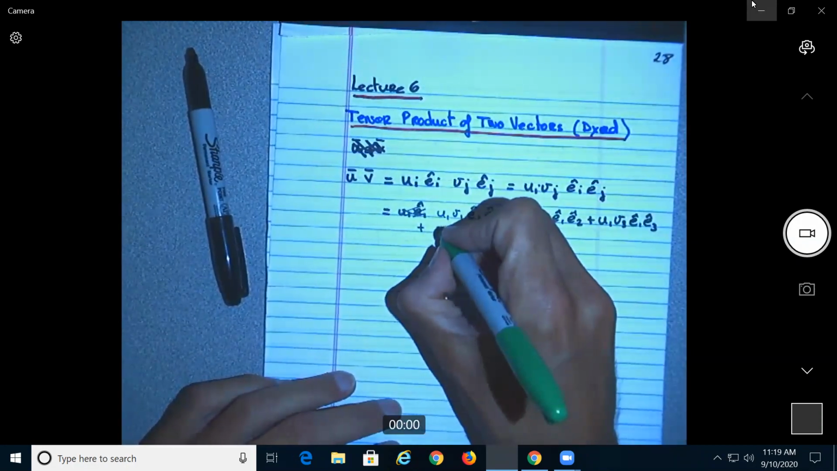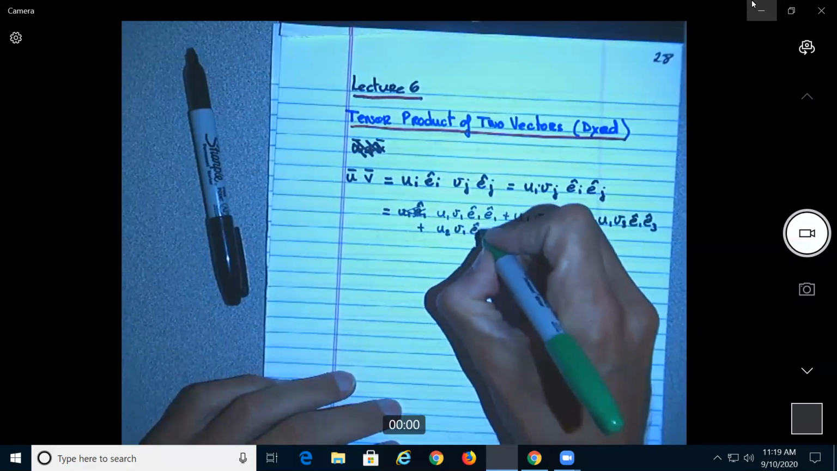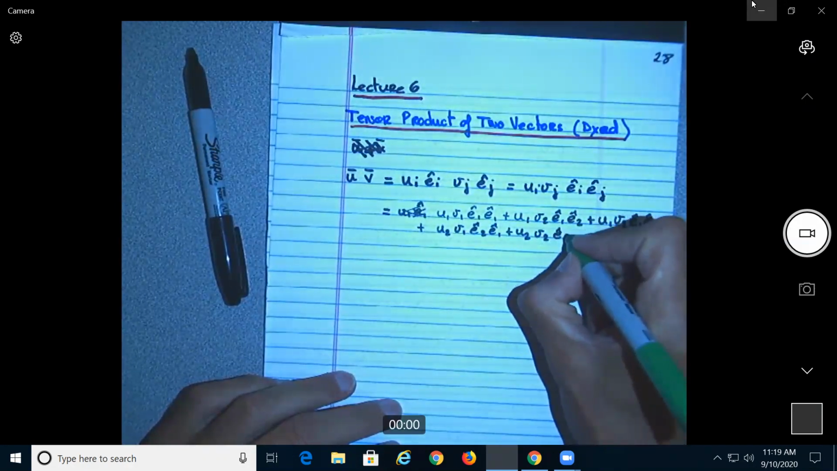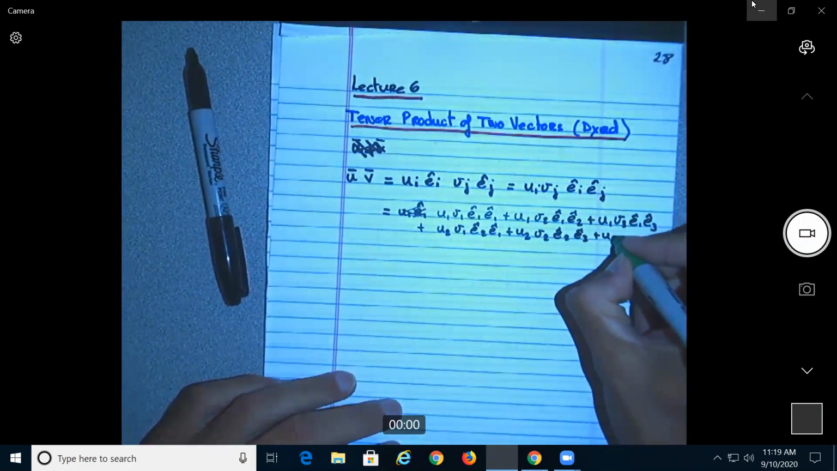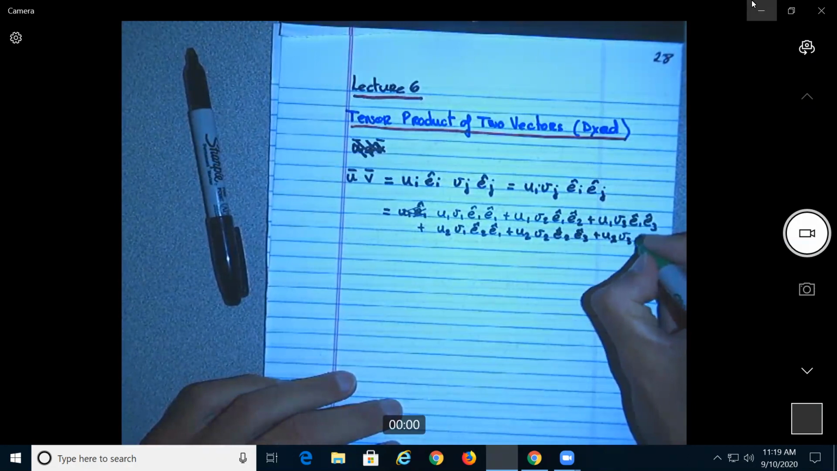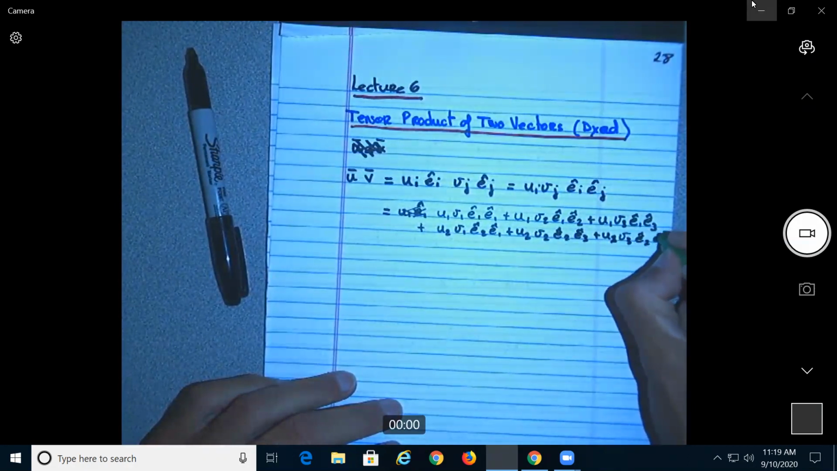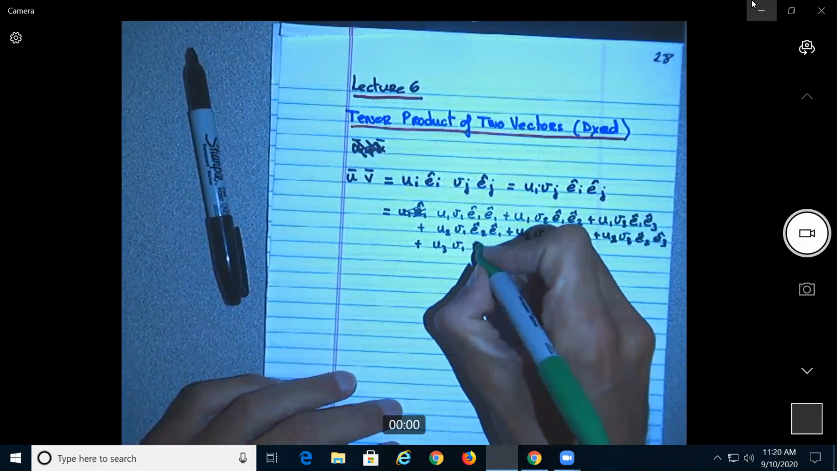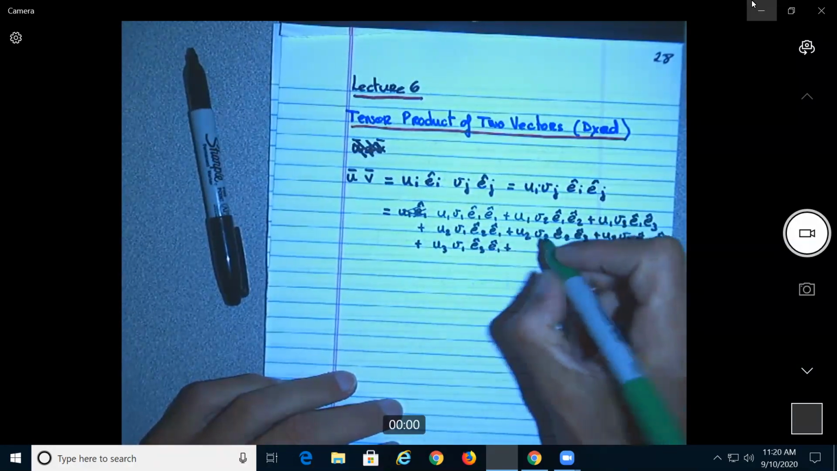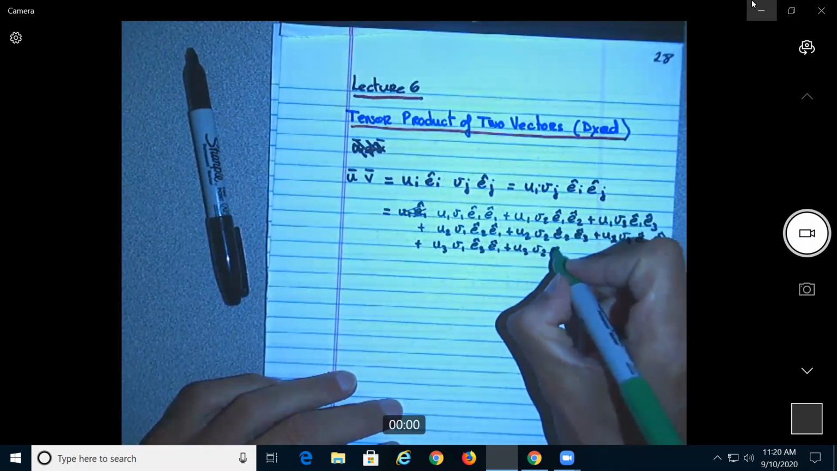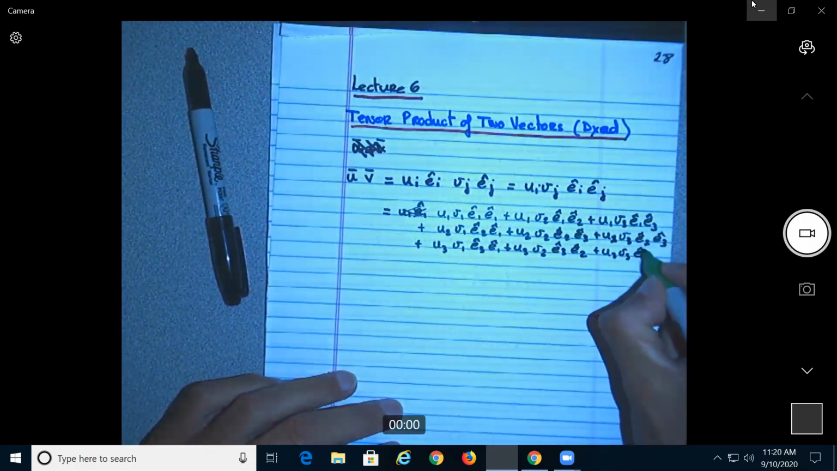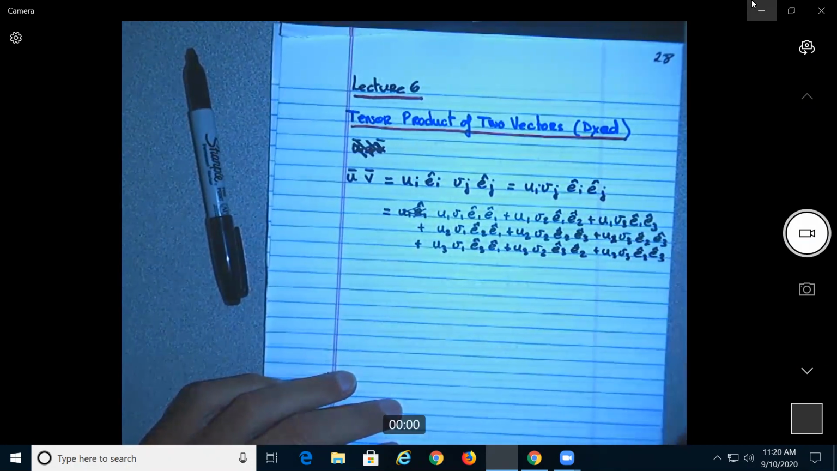It will be u2, v1, e2, e1, plus u2, v2, e2, e2, plus u2, v3, e2, e3, plus u3, v1, e3, e1, plus u3, v2, e3, e2, plus u3, v3, e3, e3.